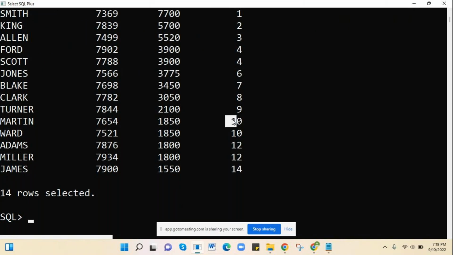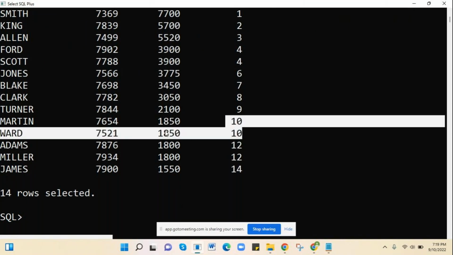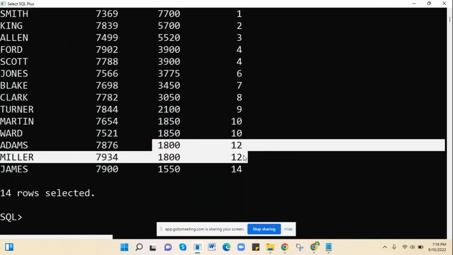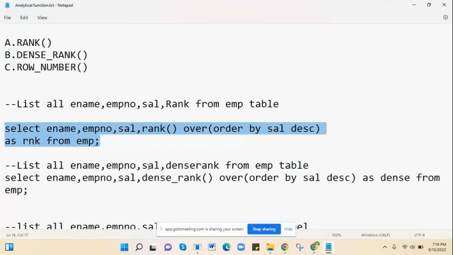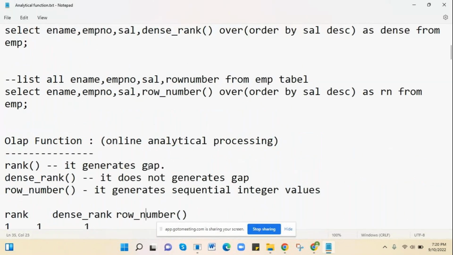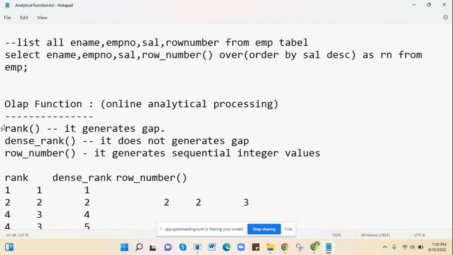Next again here 10, 10 because both have the same marks. That's why 10, 10. Now it skipped the 11th rank. You see, it skipped the 11th rank. Again both 12, 12. It skipped the 13th rank. So it skipped 5th rank, 11th rank and 13th rank. That's why rank generates the gaps. Whenever you are using rank, it generates gaps. It skips the numbers.